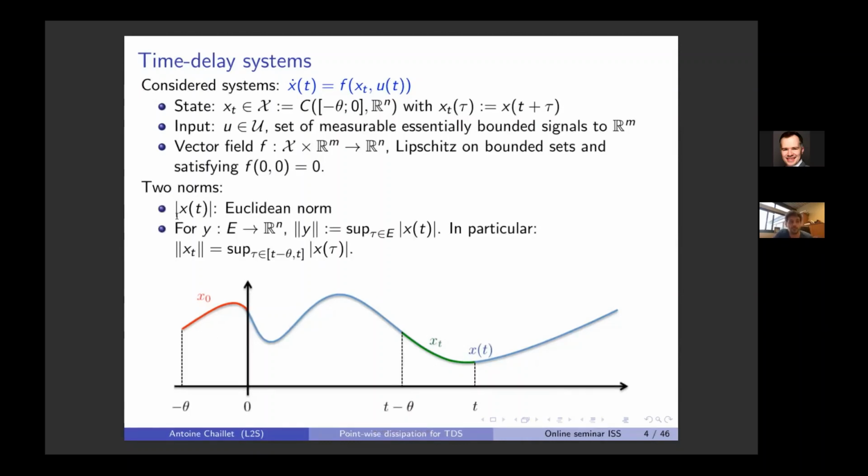So I will use two norms. When I talk about a point in R^n, like x(t), I will use a Euclidean norm. And for a signal, I will use the norm with double bar, defined as the sup over the interval of definition of this signal. Sorry, it's y(t) here. So for instance, the norm of x_t is defined as the supremum over this time interval, so it will be this value here.